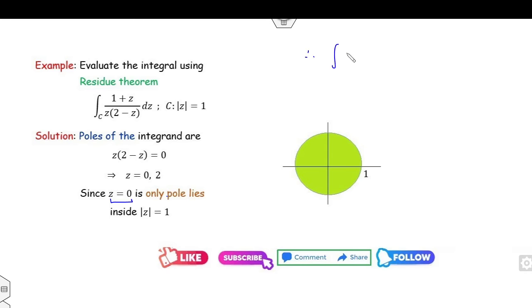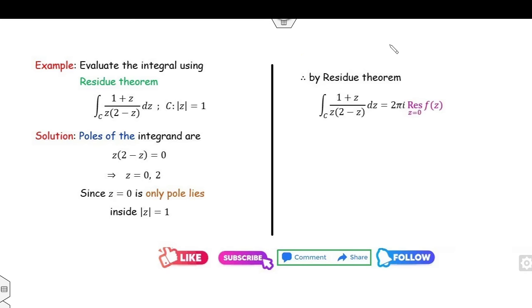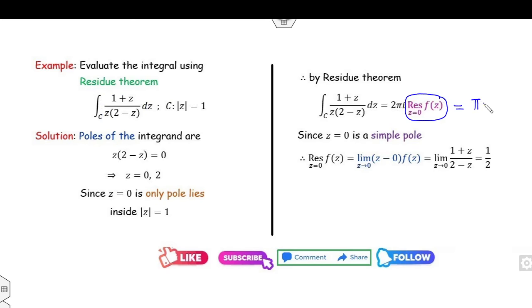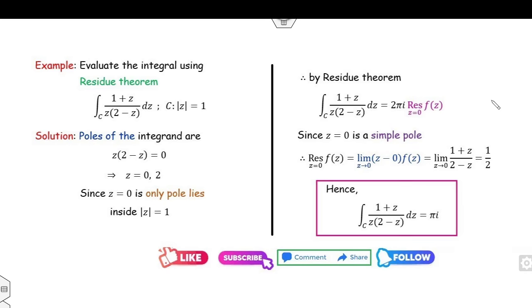So by the Cauchy residue theorem, we need to find the residue only at the point z = 0. Clearly, z = 0 is a simple pole. Once we know it is a simple pole, how can you find the residue at a simple pole? We take the limit as z approaches 0 of (z - 0) f(z). You substitute the value of f(z). Now you can see z will cancel out. The expression will be (1 + z) over (2 - z). Now substitute z = 0. The answer is half. Substituting this value, your final answer will be pi iota, which is the right answer.